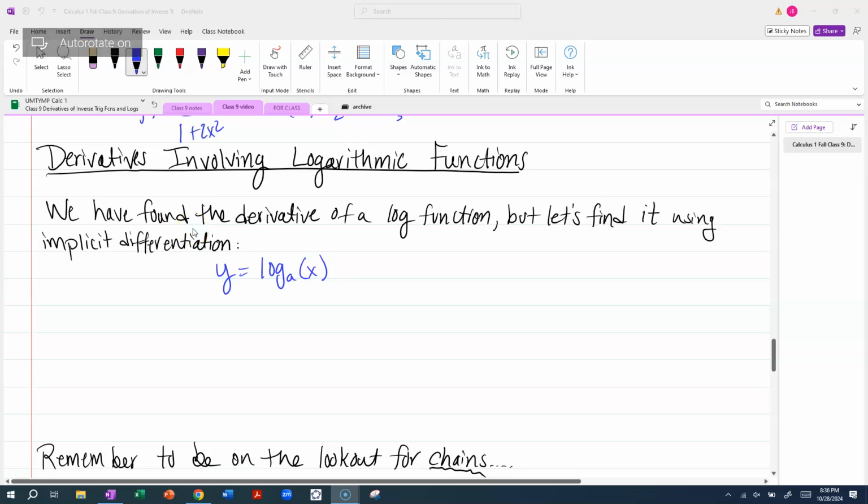Welcome back. Now we're going to switch gears and look at derivatives of log functions and anything containing a logarithm. We've seen the derivative of a log function already, but we're going to do it slightly differently.